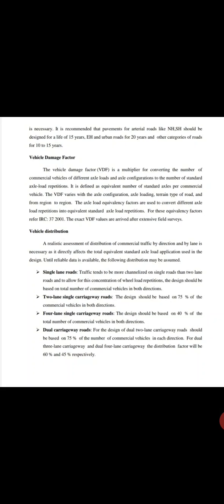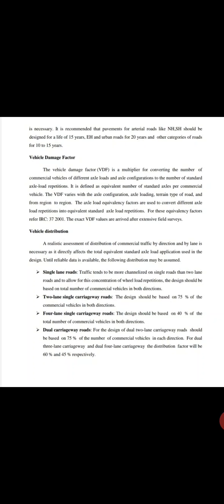Until reliable data is available, the following distribution may be assumed. Single lane road: traffic tends to be more channelized on single lane roads than on two lane roads, and to allow for this concentration of wheel load repetitions, the design should be based on the total number of commercial vehicles in both directions. Two lane single carriageway road: the design should be based on 75% of the commercial vehicles in both directions. Four lane single carriageway road: the design should be based on 40% of the total number of commercial vehicles in both directions.